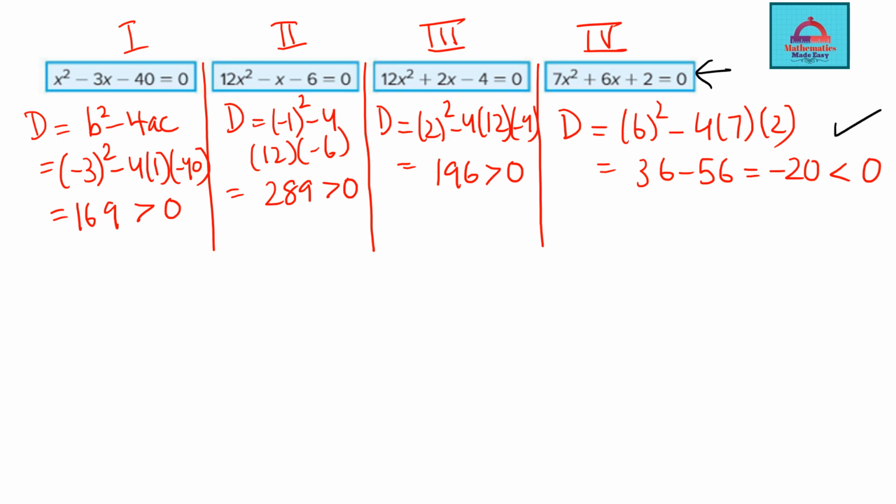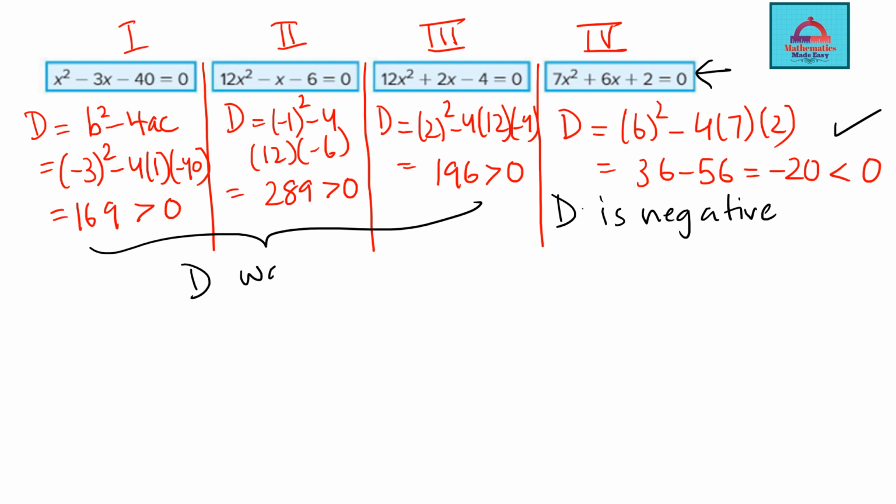Definitely this one. So your answer is that because in this equation the discriminant is negative, whereas in all these three, the discriminant was positive. So this is the one which is your answer. Therefore, this equation 7x squared plus 6x plus 2 equal to 0 is your answer. This one is different from the other three because it has two complex roots.